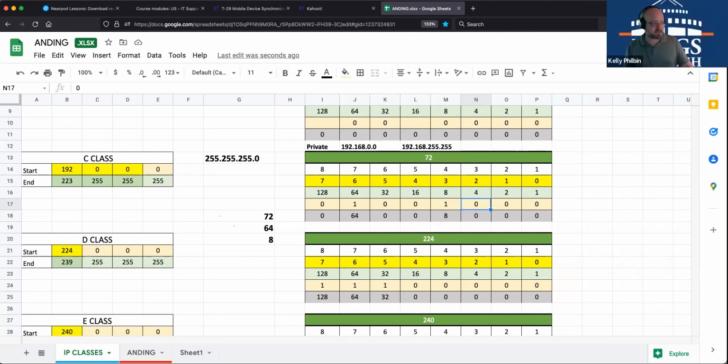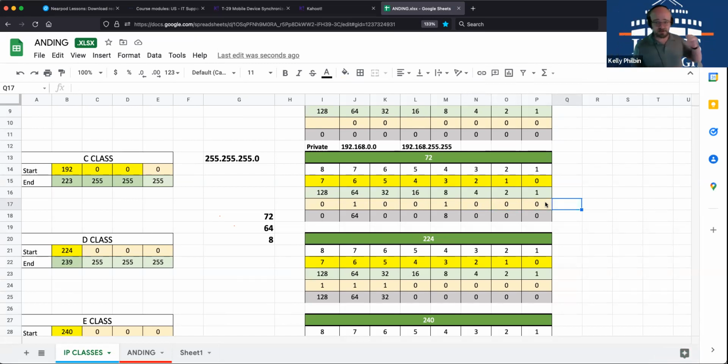So I can't subtract 4 from 0 to have a positive number. Stays 0. Can't subtract 2. Can't subtract 1. Boom. Our binary representation for 72 is 0, 1, 0, 0, 1, 0, 0, 0. We have now counted to 72.